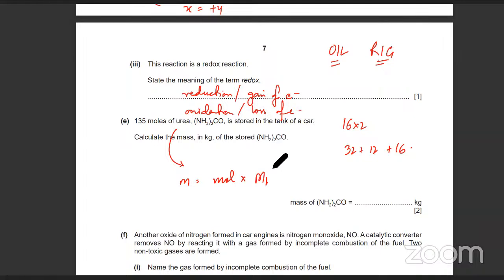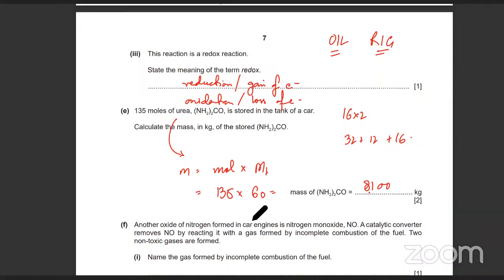तो बताओ मोल्स, अभी आंसर भी बताओ ना क्या आ रहा है। 135 times 60, what do we get? 8,100। ठीक है, that's going to be 8,100 grams, so 8.1 kg, right?